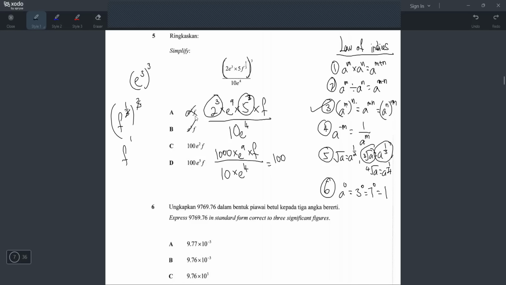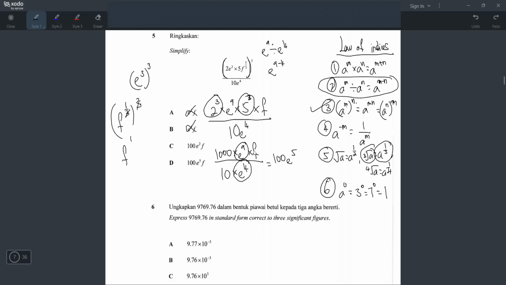So we all know A and B are confirmed wrong already. Then, what about e power 9 divided by e power 4? It's divide, because one is on top, one is at the bottom. So I will write here, e power 9 divided by e power 4. According to the law of indices, the second one, when you have two numbers with the same base and you divide, the power has to minus. So it will be e power 9 minus 4, and it's e power 5.